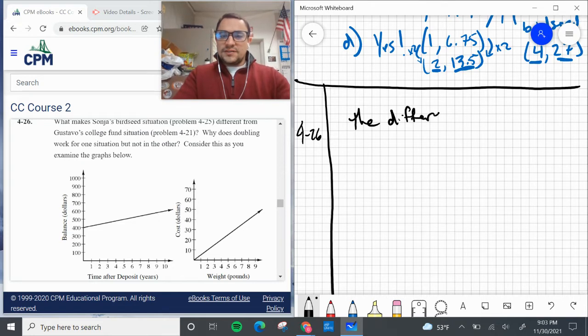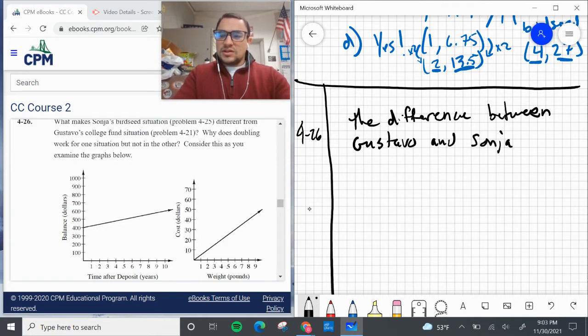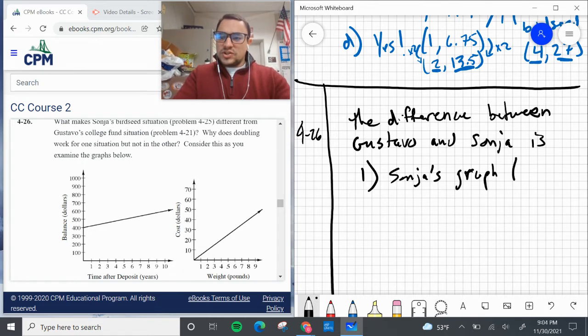The difference, and if you had all of these graphs written down, the difference between Gustavo and Sonia is 1, Sonia's graph, which is birdseed, starts where? At 0, 0.